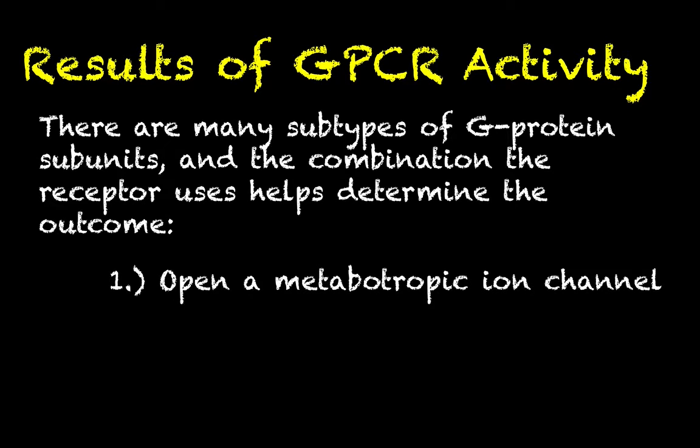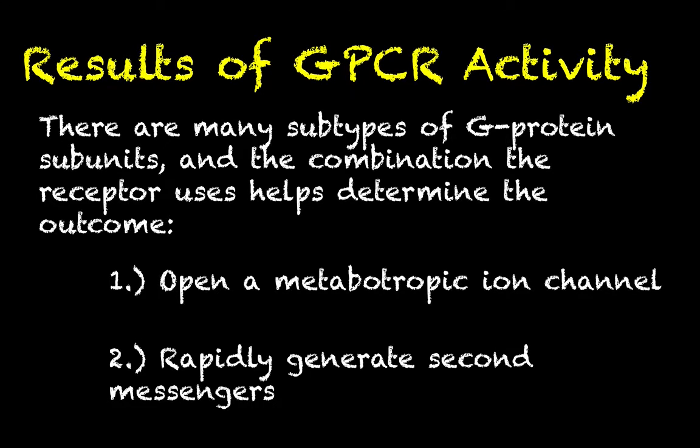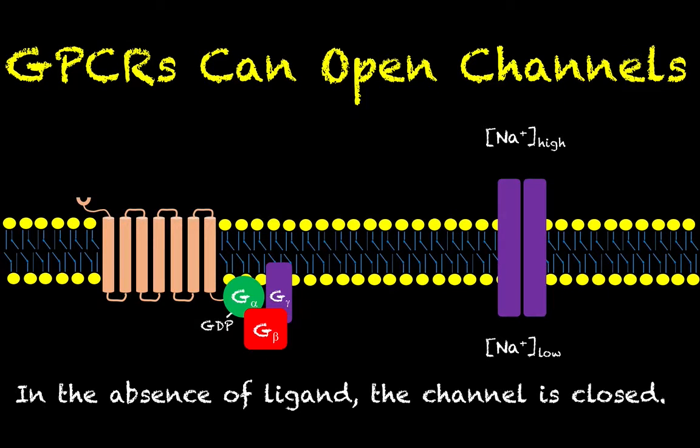So there's several different things we can do. We can open a metabotropic ion channel. This is a little different than the ionotropic one that we've seen before. Or we can rapidly generate second messengers, which are going to amplify your signal as we've laid out before, and it's going to help us produce much more complex, much more intricate intracellular responses. So let's take a look at what both of these look like. G protein coupled receptors can directly open ion channels.